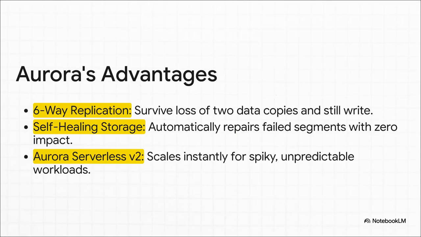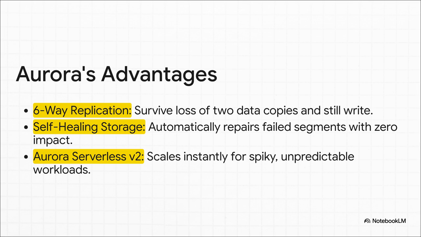Aurora doesn't store your data once or twice. It stores 6 copies of your data, and it spreads them across 3 different availability zones. I mean, think about that. This 6-way replication is incredible. You can literally lose 2 entire copies of your data, and your database can still take writes without skipping a beat. The storage is also self-healing. If a segment fails, Aurora just automatically repairs it using the other copies, and you feel zero impact.